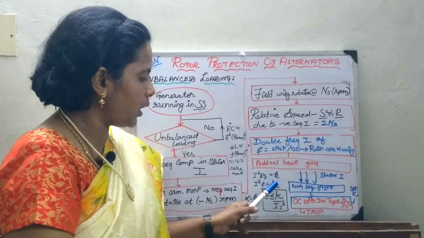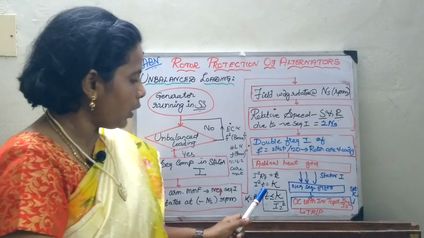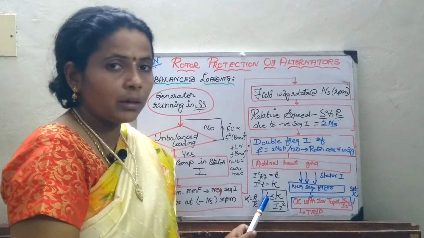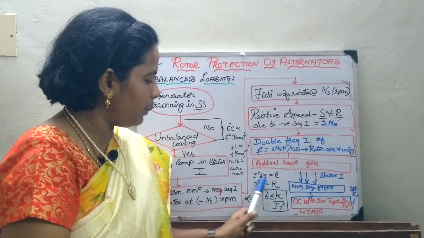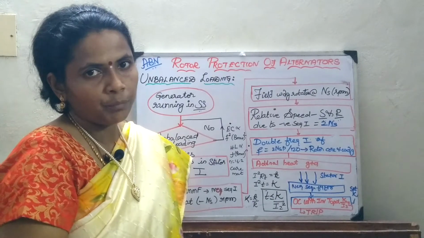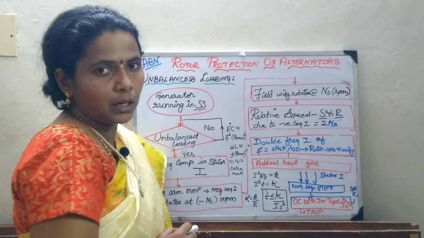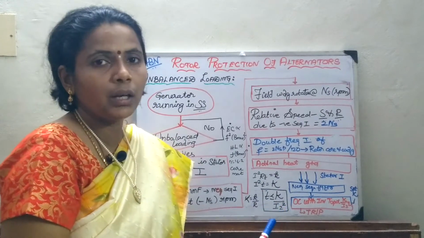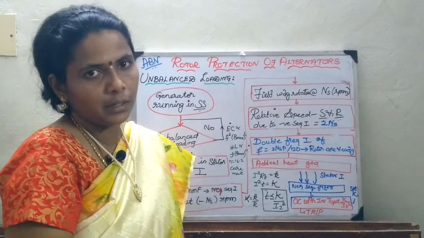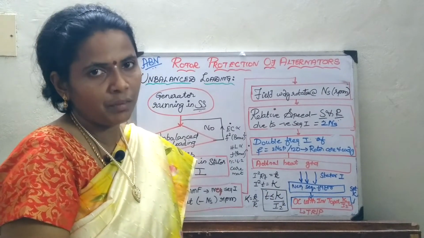What is this K now? K is nothing but small k by R. Or else, generally I can write the time current characteristic as T less than or equal to K by I2 square. What is the inference, the conclusion? This characteristic is just similar to your inverse overcurrent relay. If the current magnitude is more, the relay will operate faster.